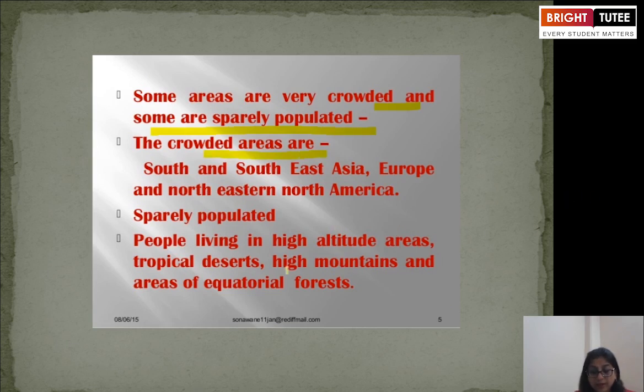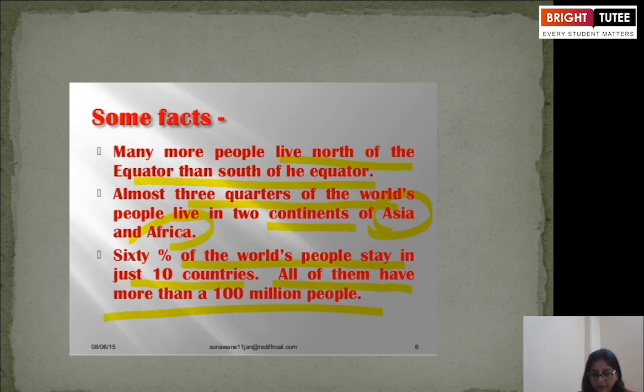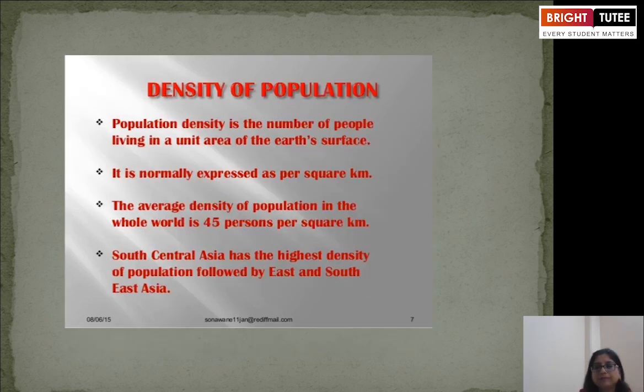The crowded areas are South and Southeast Asia, Europe and Northeastern North America. Sparsely populated areas are those with people living in high altitude areas, tropical deserts, high mountains, and areas of equatorial forests. And some other facts: many more people live north of the equator than south of the equator. Almost 3/4 of the world's people live in two continents, Asia and Africa. 60% of the world's people stay in just 10 countries, and all of them have more than 100 million people.